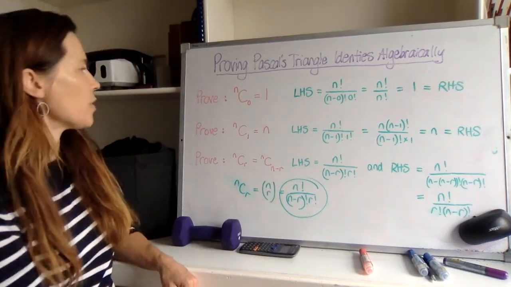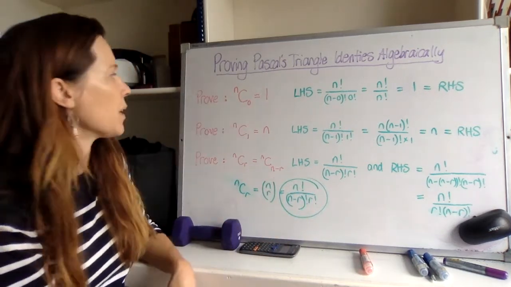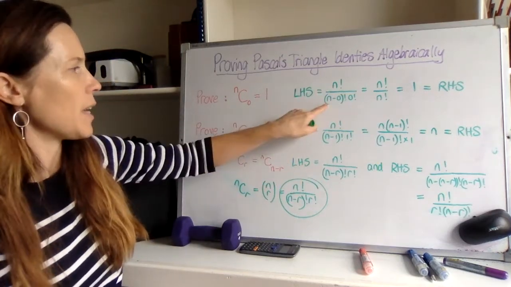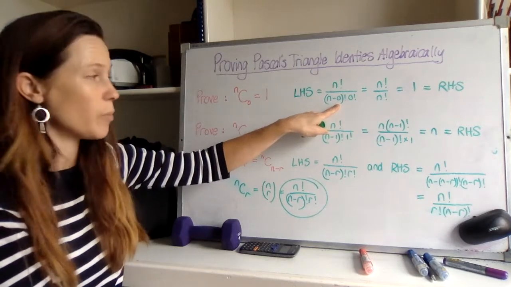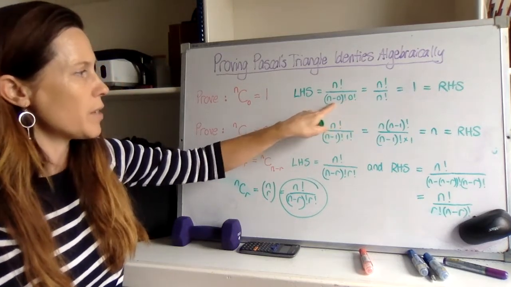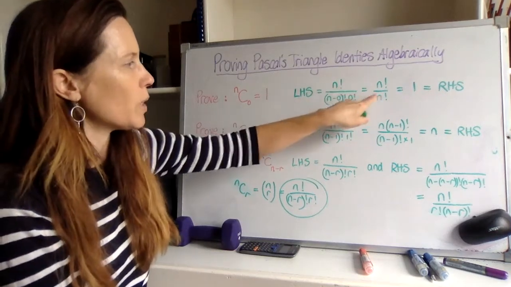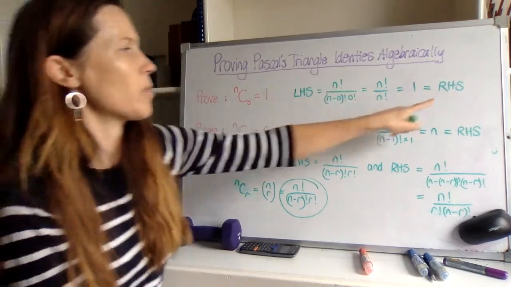So if we're proving that n choose 0 is 1, we can say that the left-hand side is n factorial on the top, n minus 0 factorial on the bottom, 0 factorial. This gives us the n factorial. We know that 0 factorial is 1, so we end up with 1, which is equal to the right-hand side.